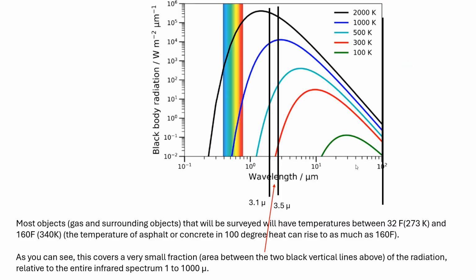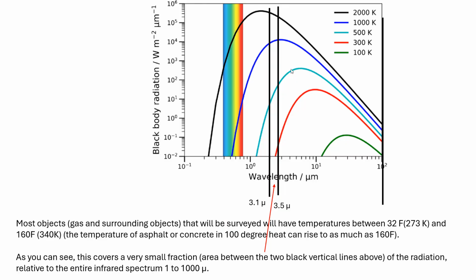So most objects that will be surveyed with an OGI camera have temperatures between 32 degrees Fahrenheit and 160 degrees Fahrenheit. So 160 is the temperature of asphalt or concrete in 100-degree heat. So it can rise to as high as 160 degrees Fahrenheit. As you can see, that covers a pretty small fraction, right? This is 300. So most of the temperatures we deal with are going to be between 273 and 340 Kelvin.